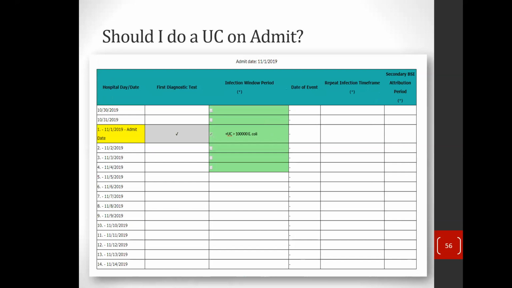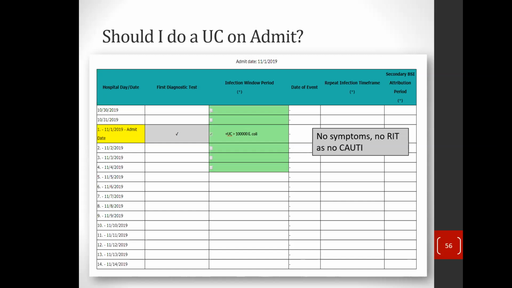So that brings up that question, and I get this a lot, and that's why I wanted to address this today. Should I be doing a urine culture on everybody who comes in with a catheter? I want to really encourage you not to do that. And there's a lot of reasons not to do it, besides the waste of the healthcare dollar.